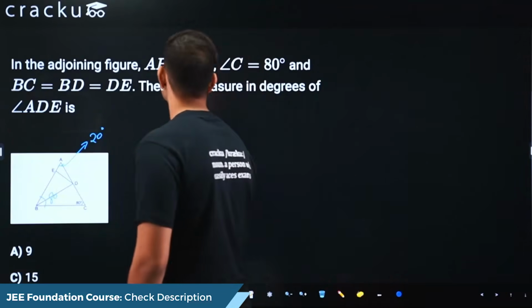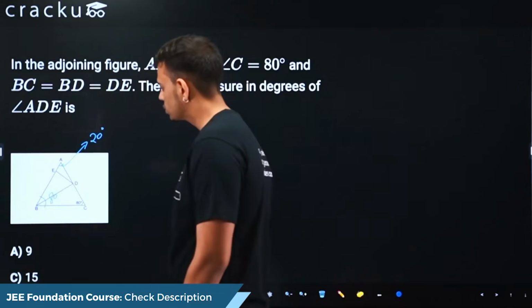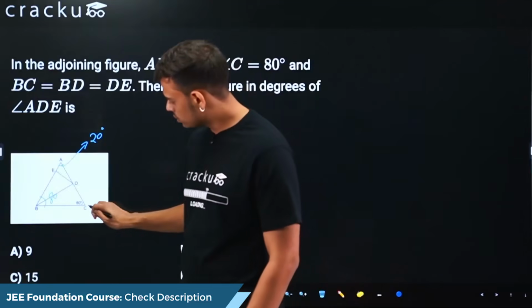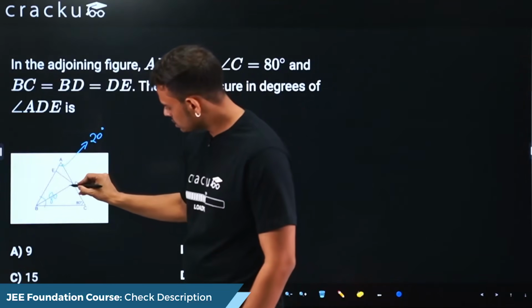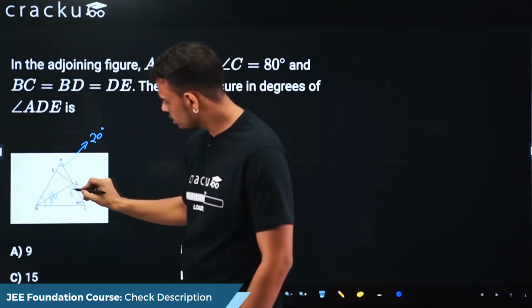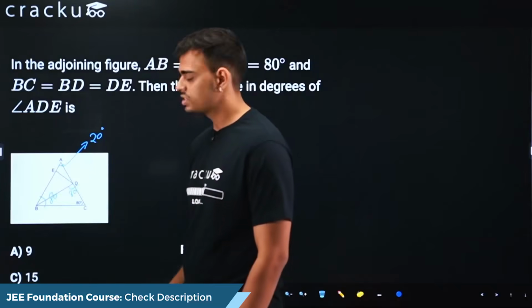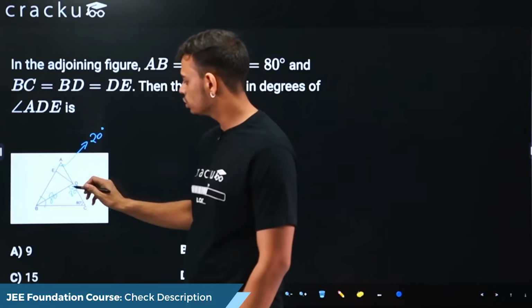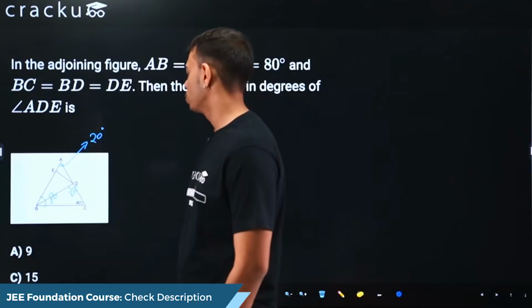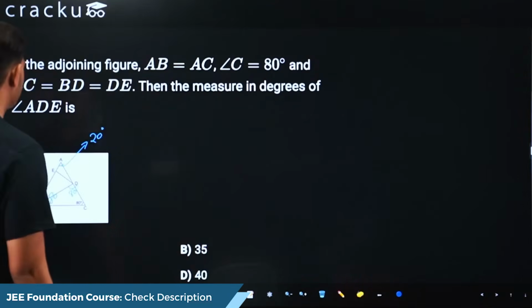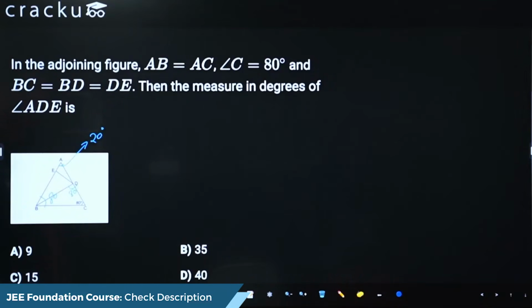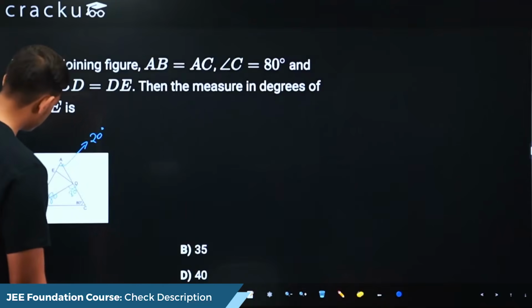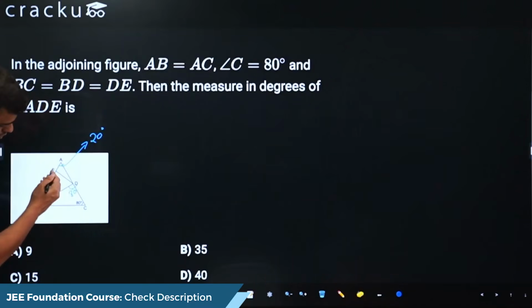What else? BC equals BD equals DE. BC equals BD, which means this will also be 80 degrees. If sides are equal, then the angles opposite to them are also equal. This is also 80 degrees. What else is given? BD equals DE, so these angles will be equal.